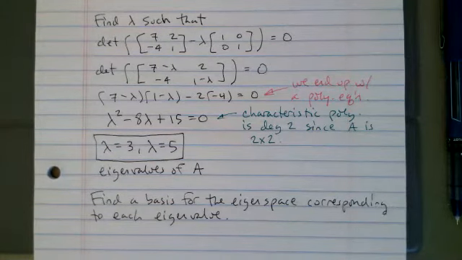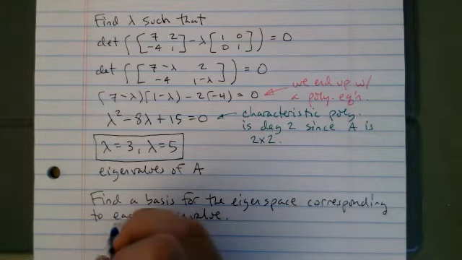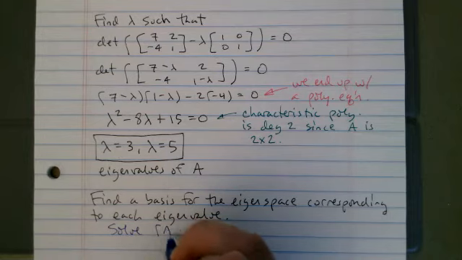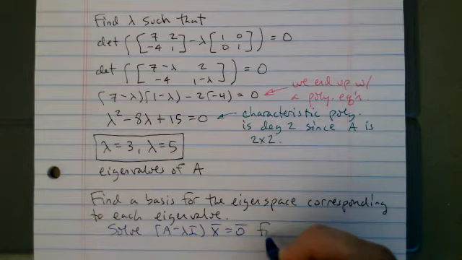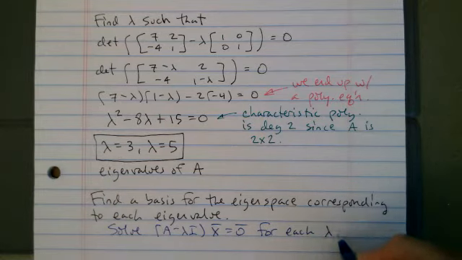In fact, I've seen this on a final exam somewhere. I give you a matrix and I say find, and the second question, once you have the eigenvalues, I say find a basis for the eigenspace corresponding to each eigenvalue. And so what we want to do here is just solve the equation A minus lambda I times x equals 0 for each eigenvalue. So all we have to do here is to solve A minus lambda I times x equals 0 for each lambda.